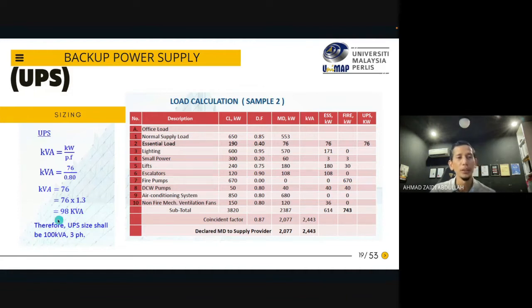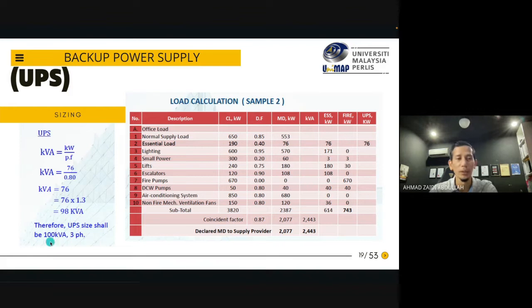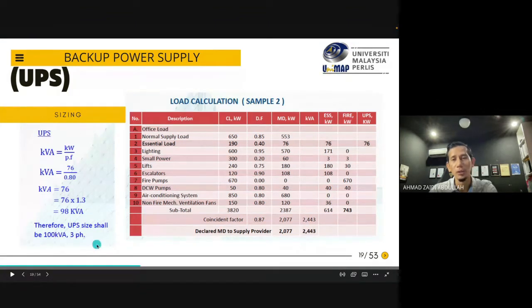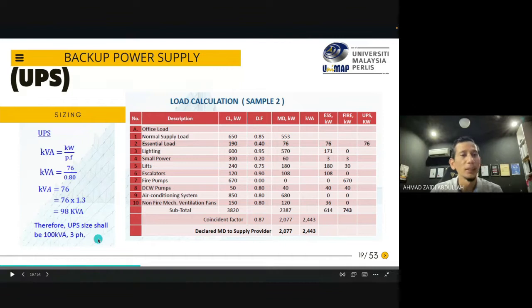So let's say based on your KVA, you all dapat 98 KVA, kan, 98. So then you refer to the data sheet that available at market. So 98 confirm, yang dekat is 100 KVA. So 100 KVA is the size of the UPS that you can choose for your project. Sama kan? Macam you select breaker bawah semua sama je, tak susah pun. So that's how to size the UPS, very simple.